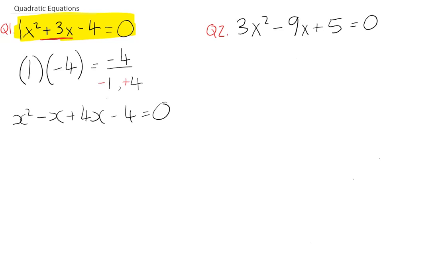I now have a 4-term algebraic expression, and I'm going to do my group and factorizing method. I always do a dash line down the middle just to show that I'm going to factorize my first 2 terms, and then I'll factorize my second 2 terms.